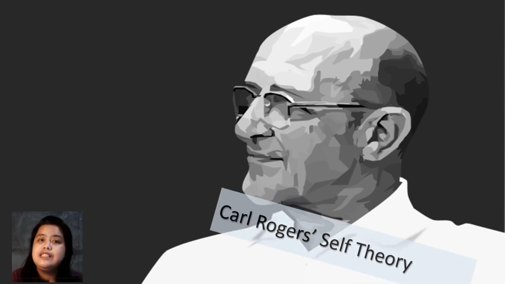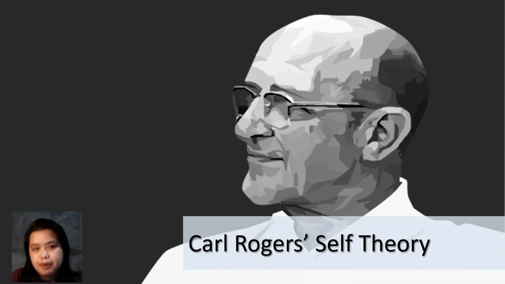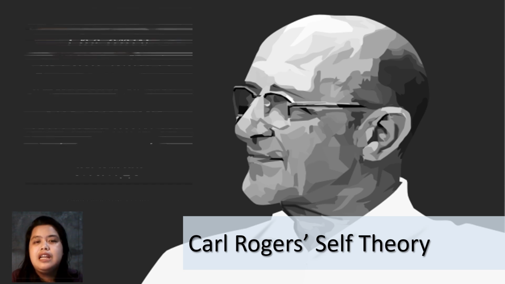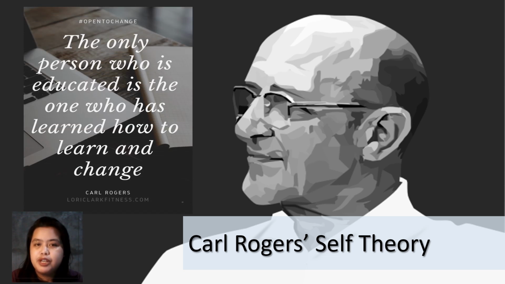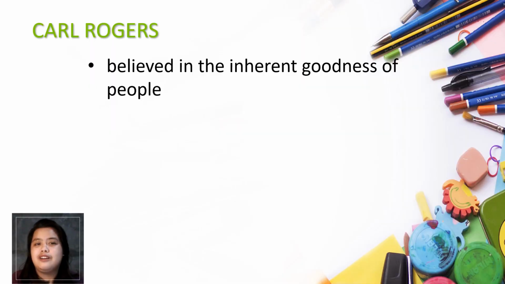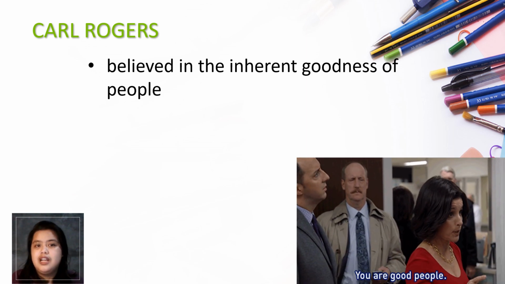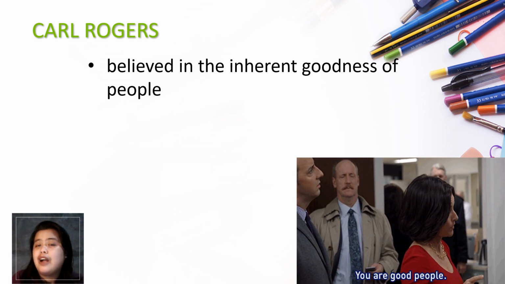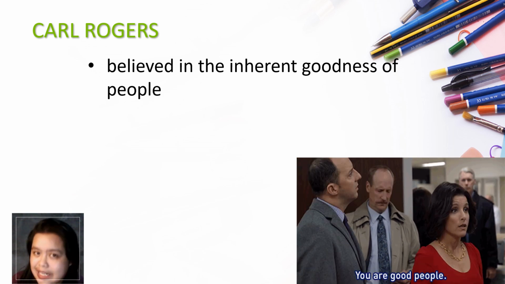Our first psychologist in the humanistic perspective is Carl Rogers. Sino si Carl Rogers? He proposed the self theory. Tapos sabi niya, the only person who is educated is the one who has learned to learn and change. Okay. Ano meron kay Carl Rogers? Kay Carl Rogers believe in the inherent goodness of people. According sa kanya, ang tao ay natural na mabait.